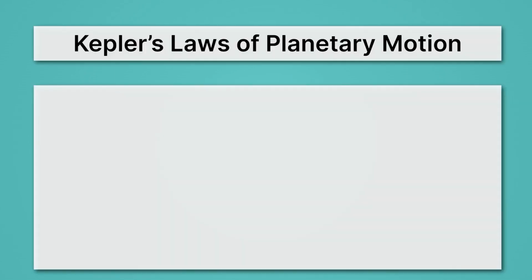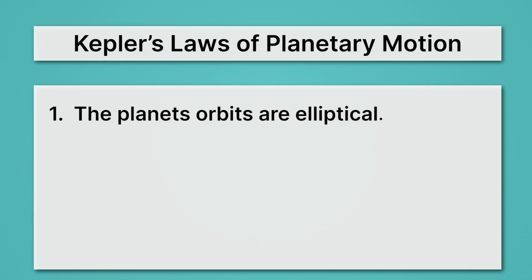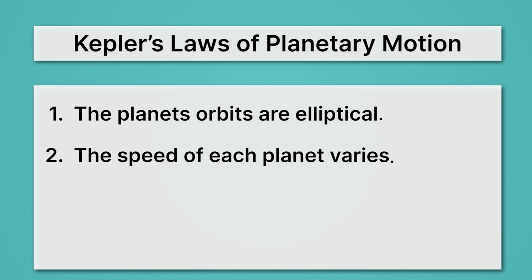Let's take a look at Kepler's laws of planetary motion. These are accurate, and we'll study these in detail. First up, the planets' orbits are elliptical. So the sun's at the center, and the planets move around the sun, not in circular orbits, instead in elliptical orbits. Secondly, the speed of each planet varies, and we'll talk about how it varies in later videos.